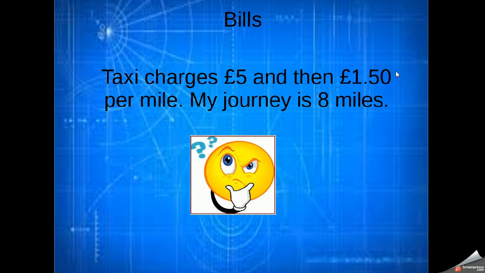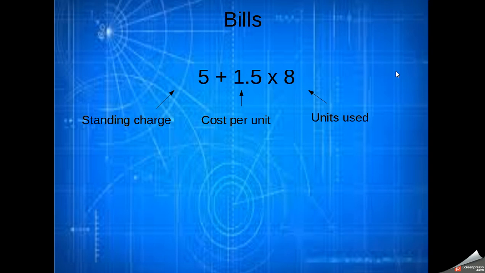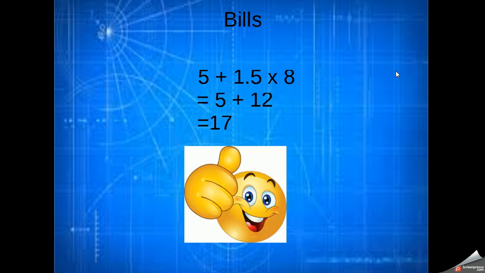Another example, the taxi charge is £5 and then £1.50 per mile. So in this journey of 8 miles, how much am I being charged? Well, I'm going to take the standing charge, £5, and add it on to the number of units used, the miles, 8, times the cost per unit, £1.50. That's going to give me 5 added to 12. £1.50 times 8 is 12. So in other words, it's £17 for the charge for the taxi.